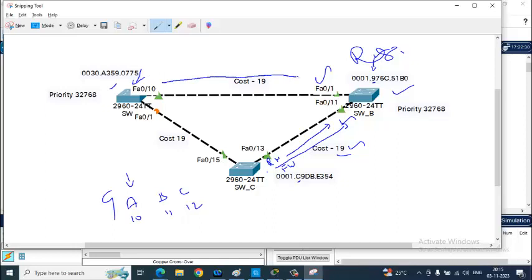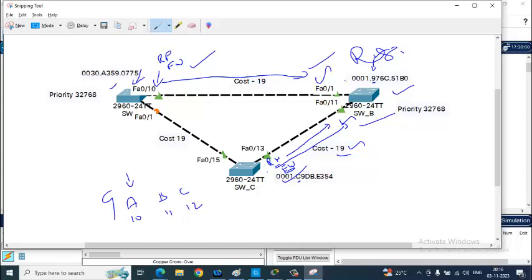Now where will it block? Only when we have two links like this, you have a tie. Here you don't have the tie. Now what it will do, it will compare their priority. Priority here is also 32768. Yes. Then it will compare the MAC address.